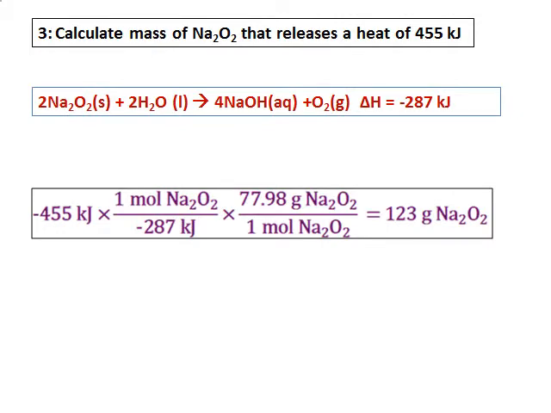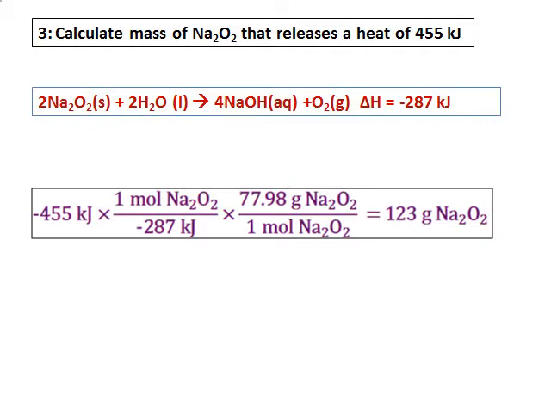Calculate the mass of sodium peroxide that releases the heat of 455 kilojoules. So we have just reversed the question here. The heat is given, they are asking you for the mass, and the equation is given to you. Just check whether it is balanced before you start. Yes, it's balanced, and the delta H is also given.